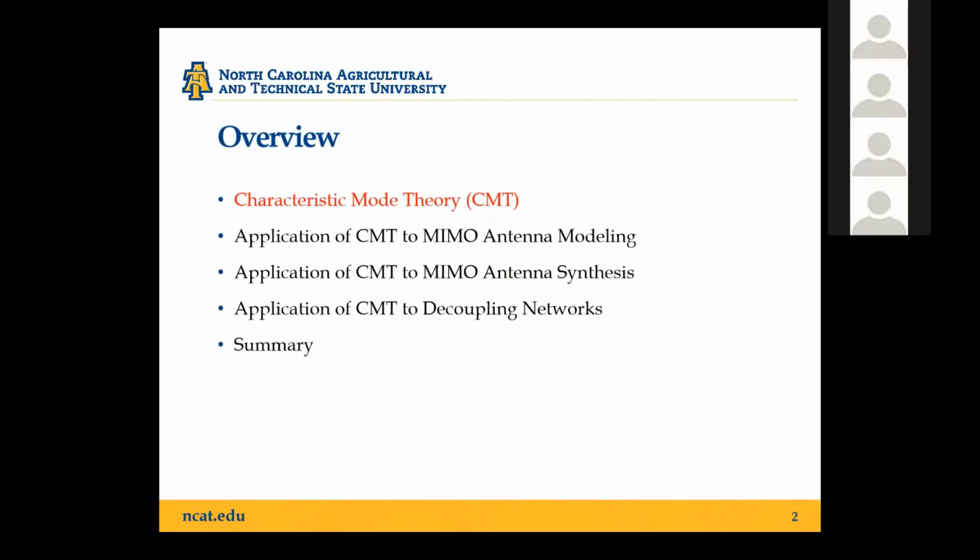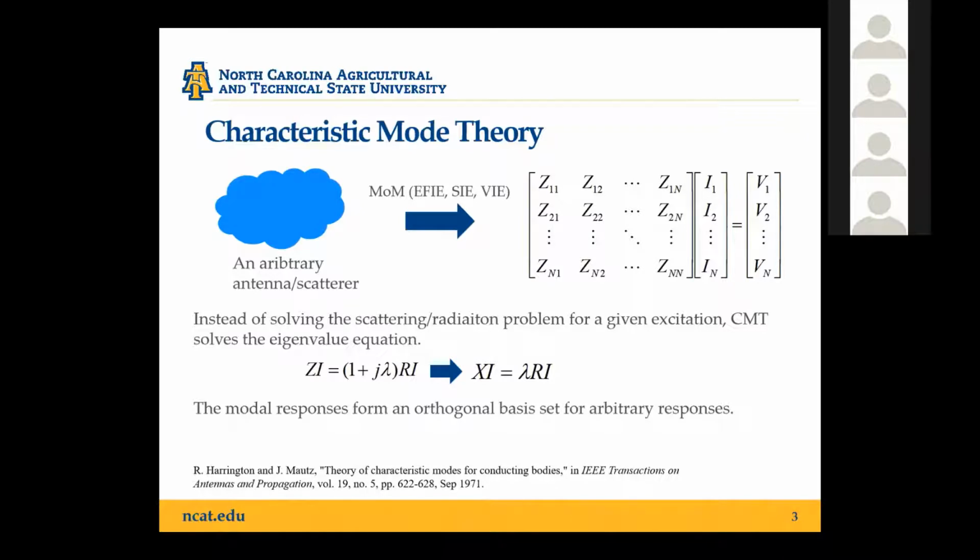So first, I would like to briefly review characteristic mode theory. I believe Vincent has done a pretty good job reviewing this. So as you all are familiar with Harrington's work, basically he reformulated the characteristic mode theory using method of moments, and based on that, for an arbitrary antenna or a scatterer, you can use the method to formulate its EM response into a matrix equation that's shown on the top right.